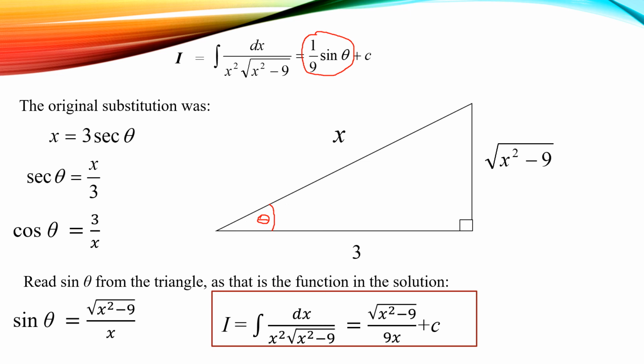You can check the answer by doing a derivative. You can do the derivative of this statement, and you can check that we actually get dx over x squared root x squared plus 9 as the answer.